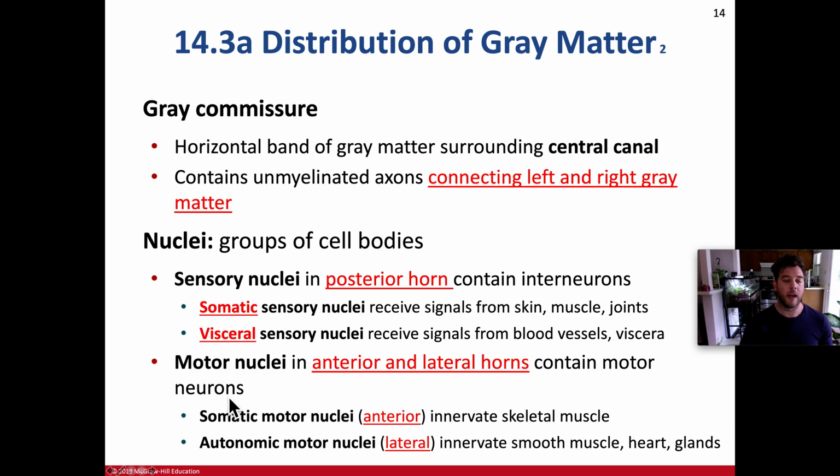Your motor nuclei are in the anterior and lateral horns, so on the front and the sides. They contain the motor neurons. We're okay with that, motor in the anterior and lateral portions. They have somatic motor nuclei to innervate skeletal muscle, and autonomic motor nuclei to innervate smooth muscle, cardiac muscle, and different glands.